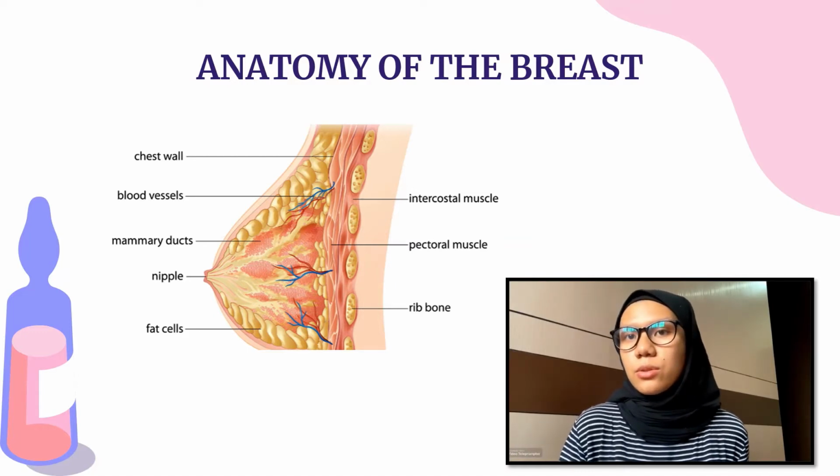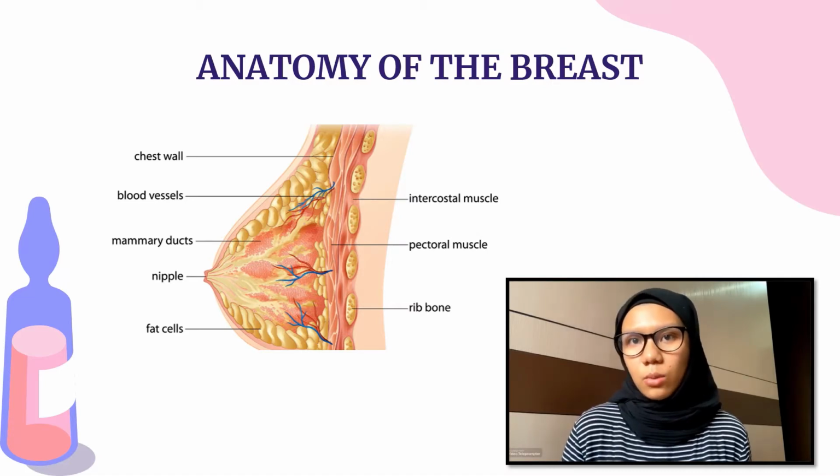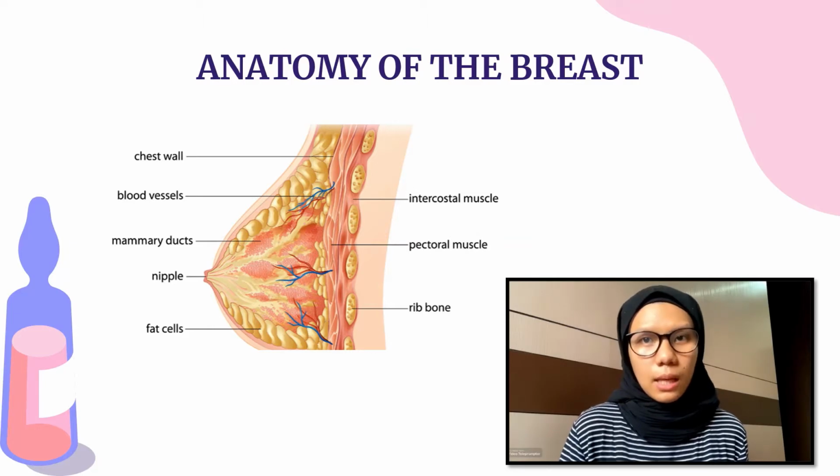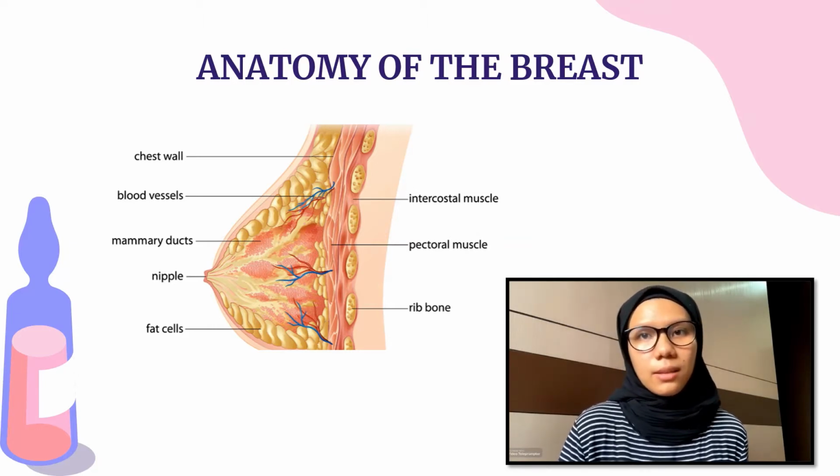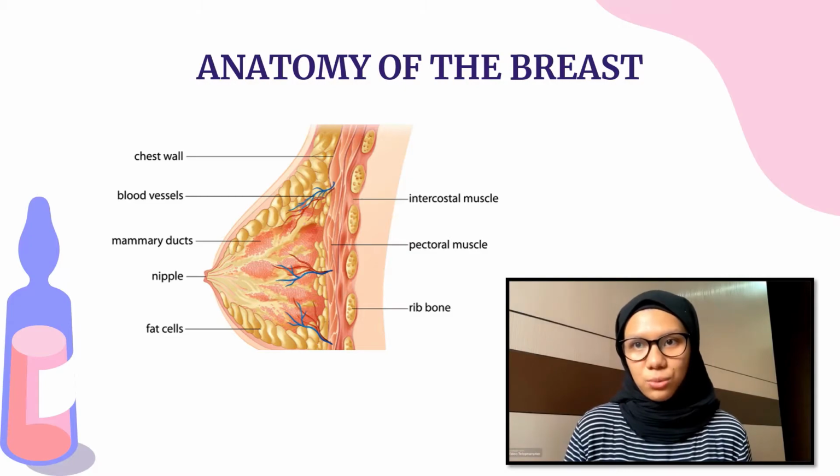Breast cancer usually begins in the ducts that carry milk to the nipple, called ductal carcinoma, or within the lobules, called lobular carcinoma. In some rare cases, other types of cancer can also occur in the breast, such as lymphoma, which is the cancer of the lymphatic system, or sarcomas, which is the cancer of soft tissue.